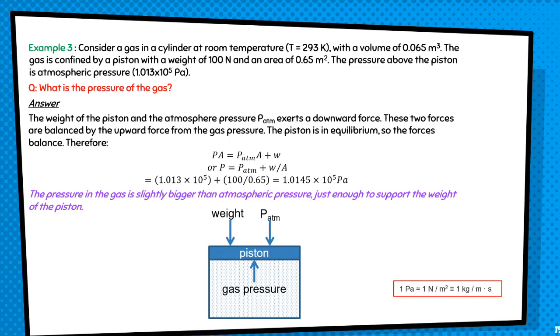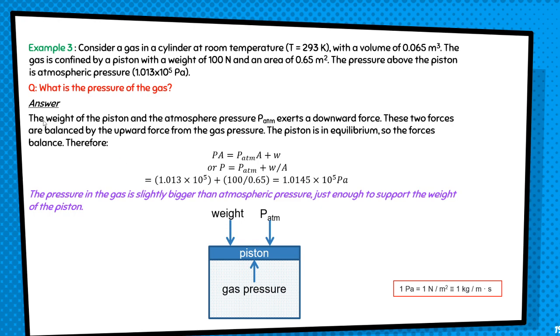And here is one example where you can see this relationship. Consider gas in a cylinder at room temperature, say it's 293 kelvins, with a volume of 0.065 meter cube, and the gas is confined by a piston with a weight of 100 Newton and an area of 0.65 meters square. The pressure above the piston is the atmospheric pressure. So what is the pressure of the gas? I've given you the conversion here, so you can expect that in an exam the conversion is given, maybe in the exam, not in the test. I just want you to find out the conversion yourself in the tutorials, so that you do a little homework there.